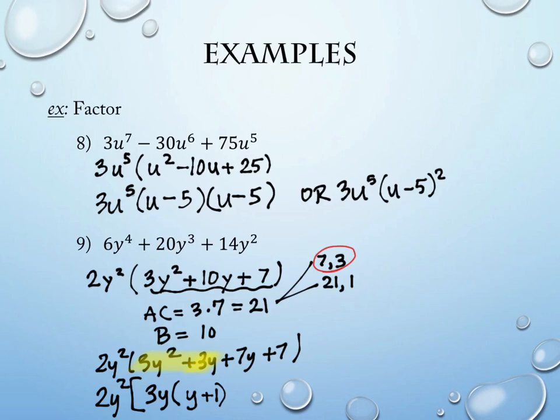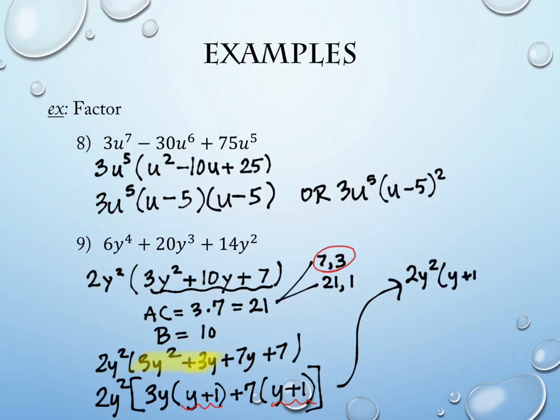How about 7y and 7? What can I take out of both of those? 7, which leaves me with the same y plus 1 that I had on the other term. So I've got that 2y squared in front. Now I have the y plus 1s that match. So I'll pull out my y plus 1. And what will that leave me with? 3y plus 7. Yep, 3y and positive 7. So 3y plus 7.